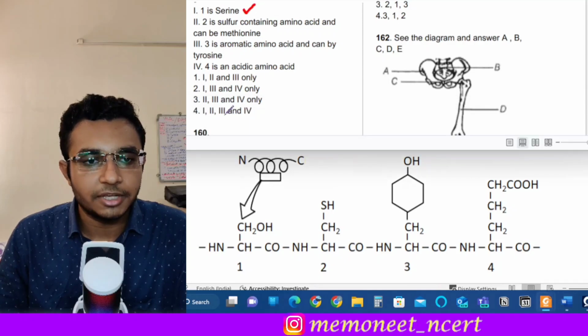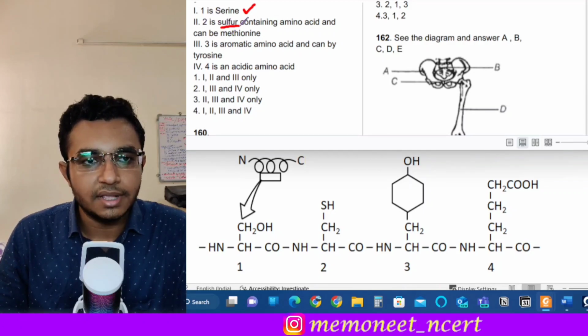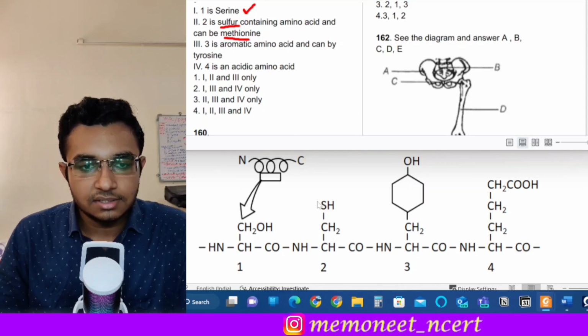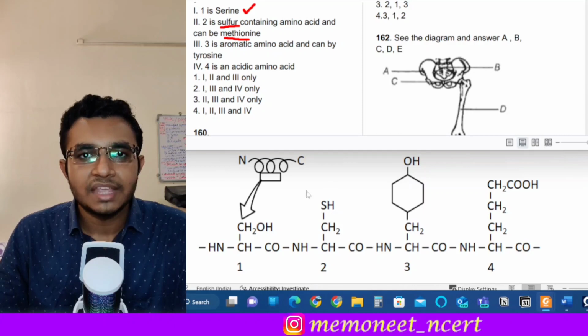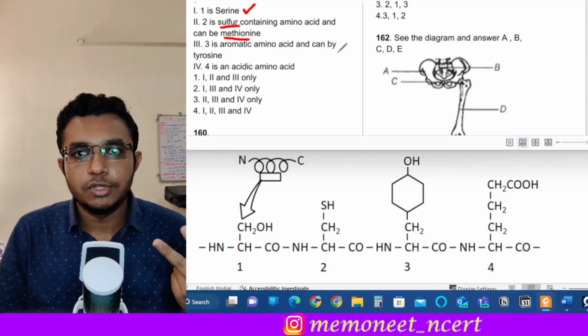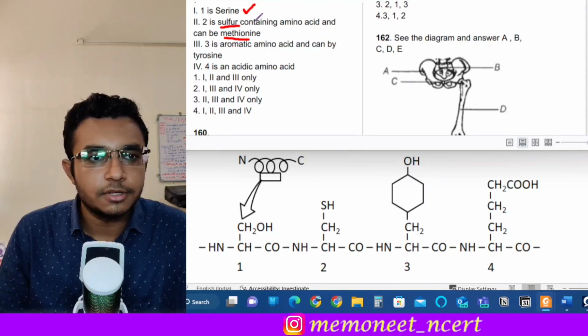Okay. This amino acid is serine. The next statement is that 2 is a sulfur containing amino acid and it can be methionine. As you can see in the second one, there is this sulfur group present. And it can be methionine. So there are two sulfur containing amino acids, which we know, cysteine and methionine. So this can be methionine, right? The second statement is also correct.